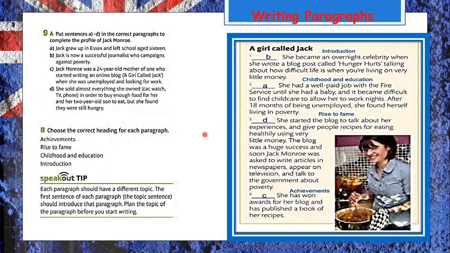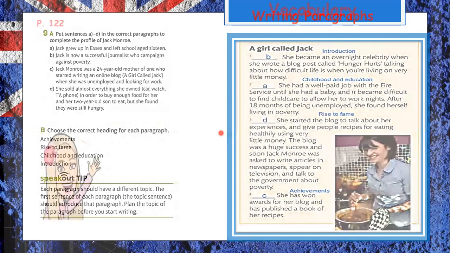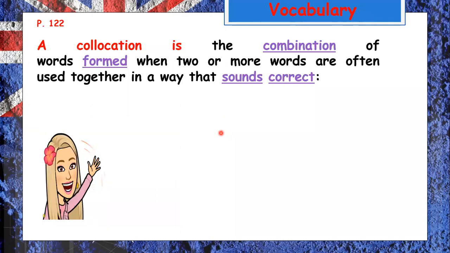And we have a tip, a Speak Up tip. Each paragraph should have a different topic. The first sentence of each paragraph, or the topic sentence, should introduce the paragraph. Plan the topic of the paragraph before you start writing. This is a very good way to start writing, and you can pick a biography of someone famous in order to start writing.